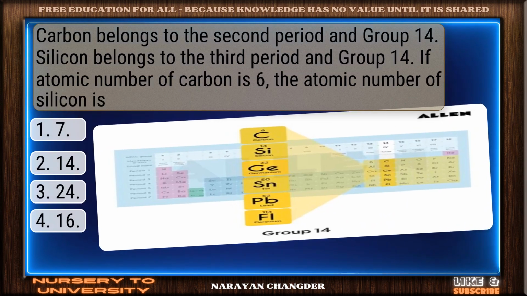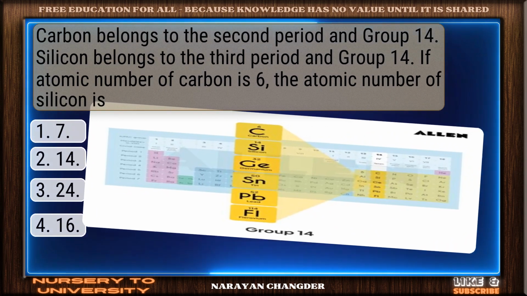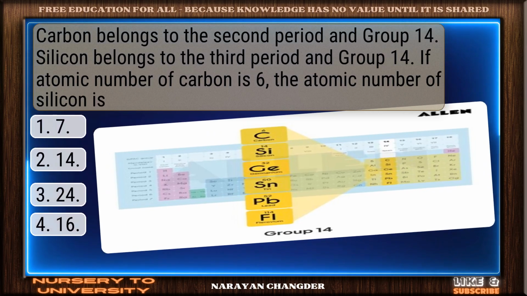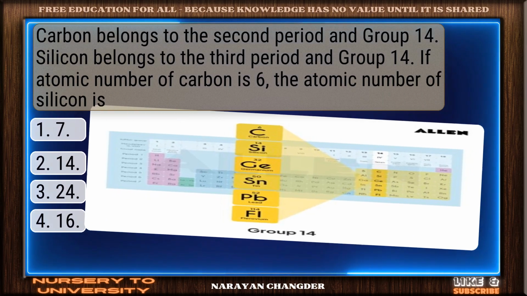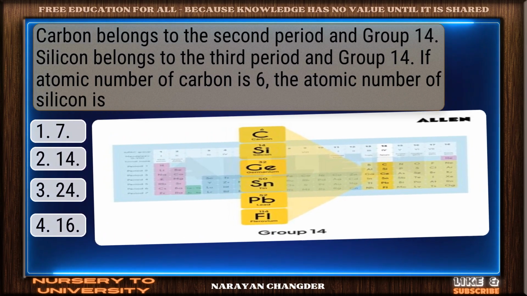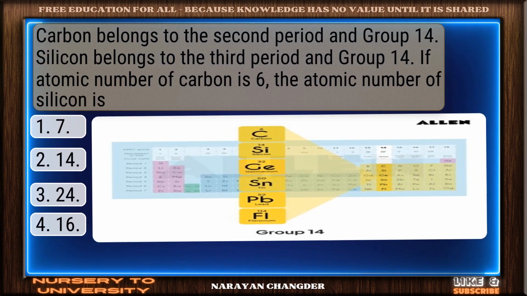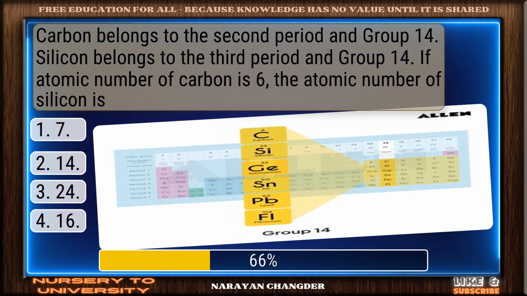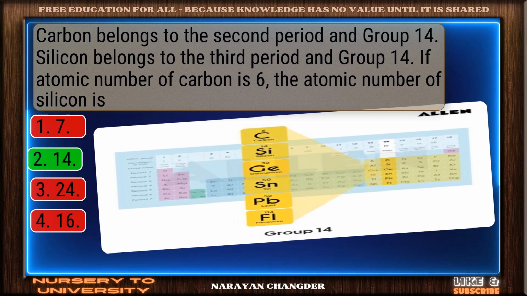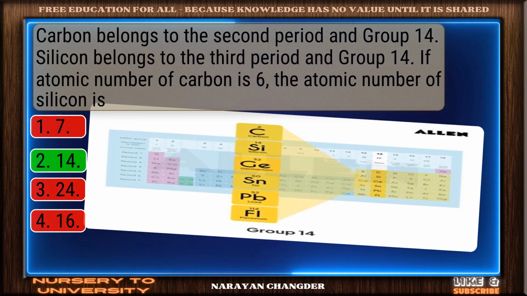Carbon belongs to the second period and group 14. Silicon belongs to the third period and group 14. If atomic number of carbon is 6, the atomic number of silicon is... Solid response. 14 is valid.